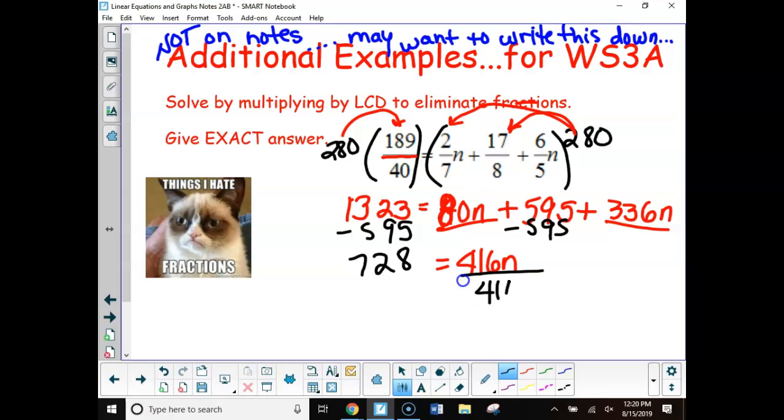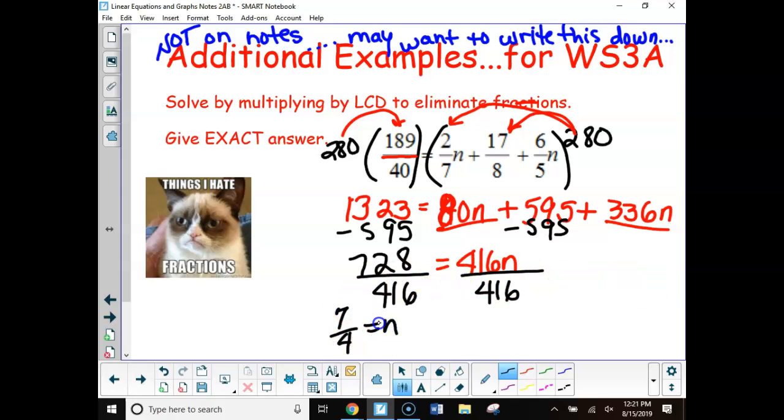Divide both sides by 416. Now, I want an exact answer, so just do 728 divided by 416 with a lovely math enter, and see if it reduces. I got 7/4. Anybody get 7/4? I don't think that's what we got last hour, so it's a good thing I wasn't recording because I probably did something wrong. But I was at the board trying to do 3 things at once.